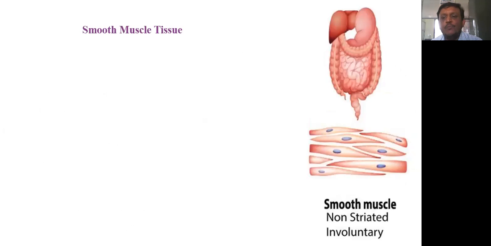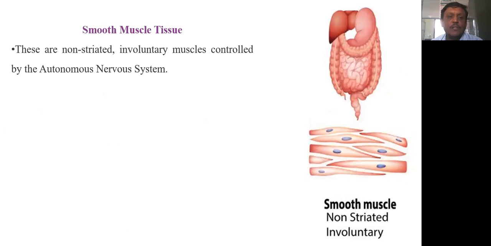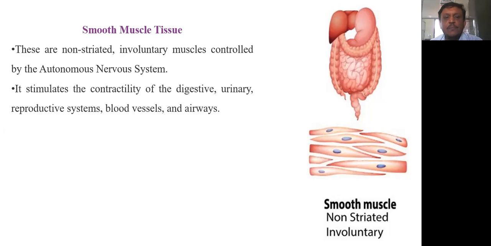Then the second one, smooth muscle tissue. Smooth muscle tissues are non-striated and they are involuntary muscles. They are not under the control of our willpower. They are controlled by the autonomic nervous system. These muscles stimulate the contractility of various visceral organs, such as the digestive organs, urinary organs, reproductive system organs, blood vessels, and also the air passages.